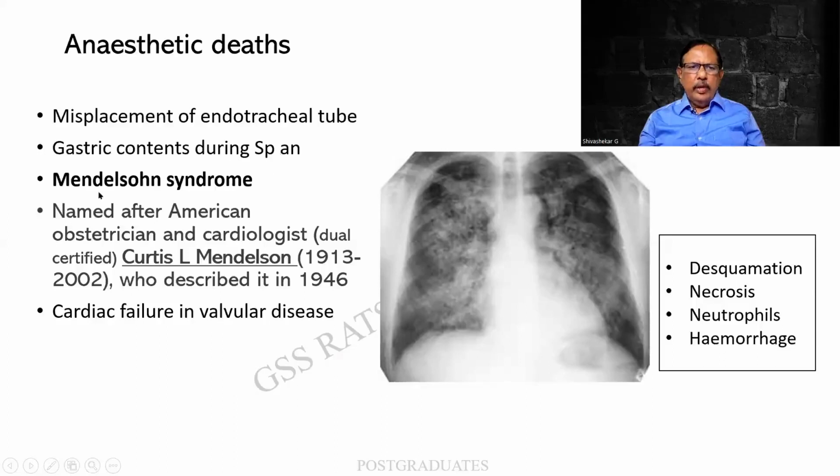There is one syndrome called Mendelson syndrome, named after an American obstetrician as well as a cardiologist, Curtis Mendelson, who is the first person to describe it. In this one, there is a kind of bronchopneumonia that develops due to an aspiration, with desquamation, necrosis, neutrophils, hemorrhage, and there can be cardiac failure in cases of valvular disease. So Mendelson syndrome we'll have to mention, and the other anesthetic complications.